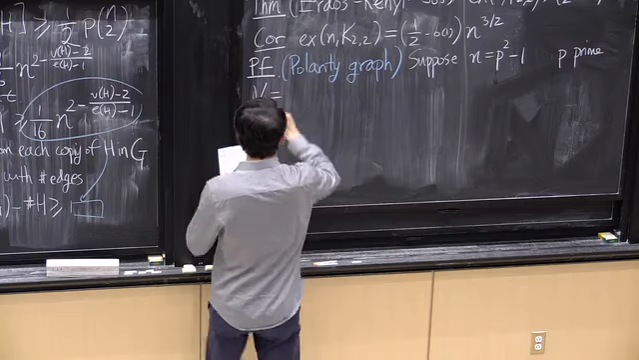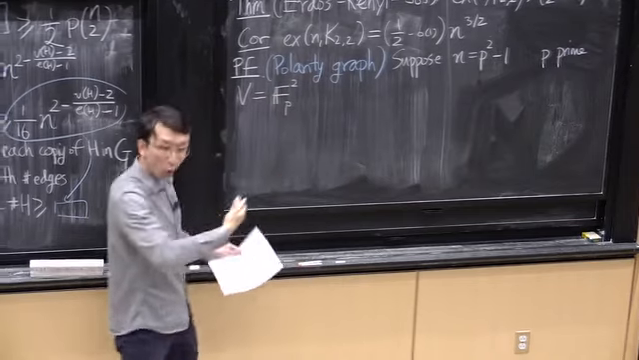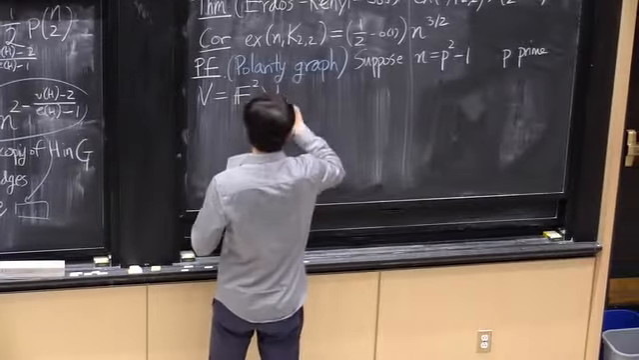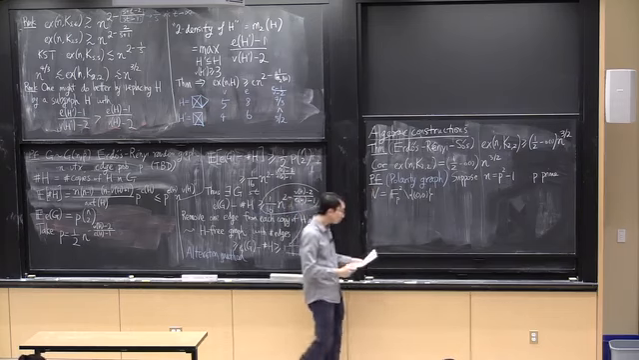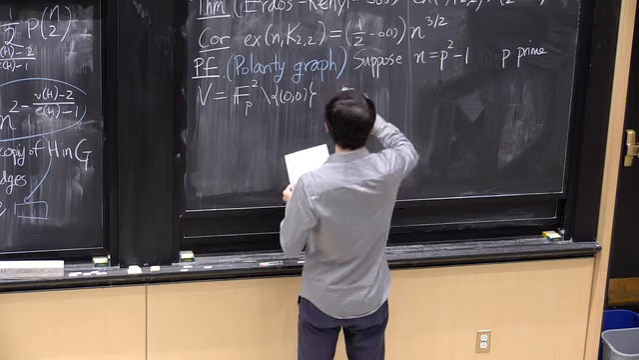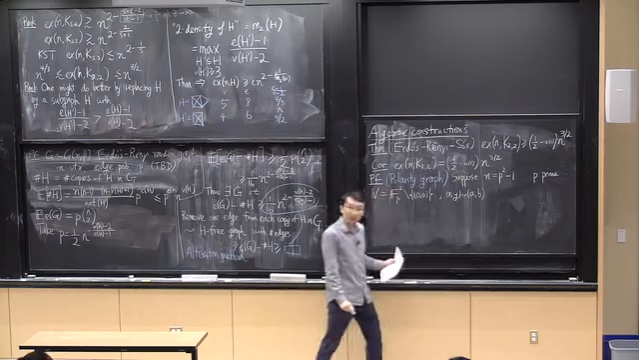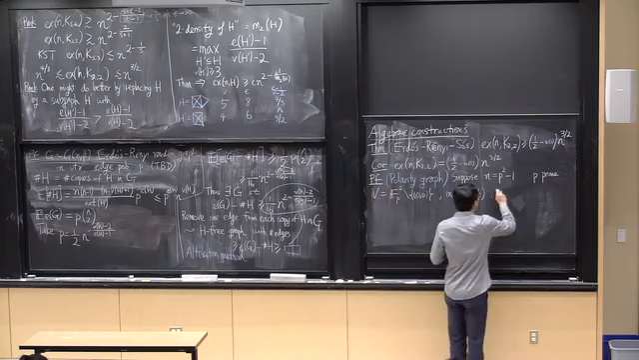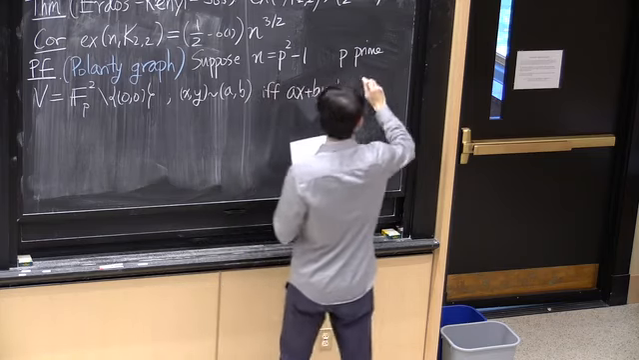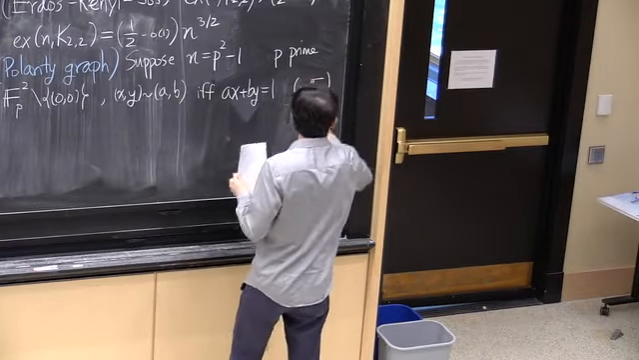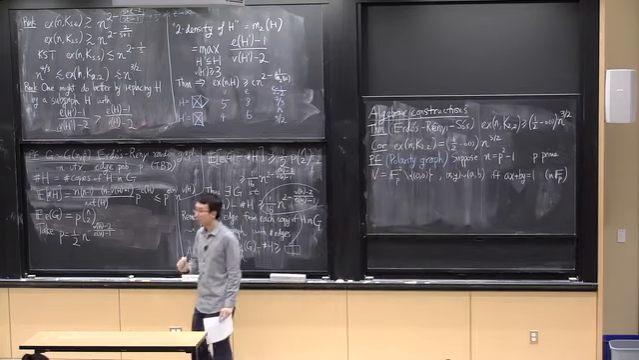The graph will be constructed as follows. The vertex set will be the plane over F_p. Let's remove the origin, so it has n points exactly. And the edges are such that I put an edge between (x,y) and (a,b) if and only if the equation ax + by = 1 holds. And this equation is meant to be read in F_p. Okay, so that's the graph. That's an explicit description of this graph.